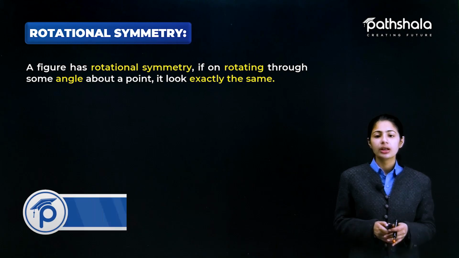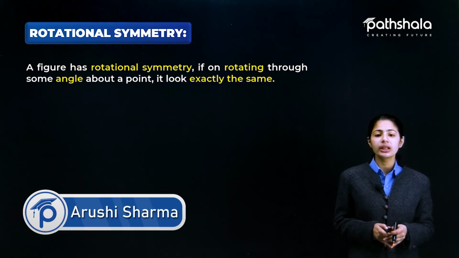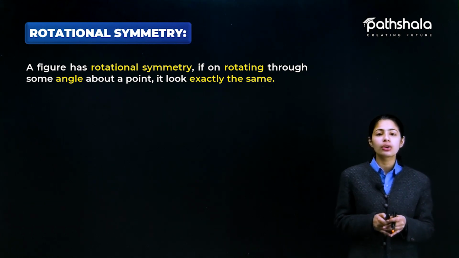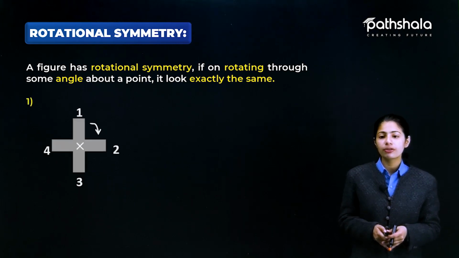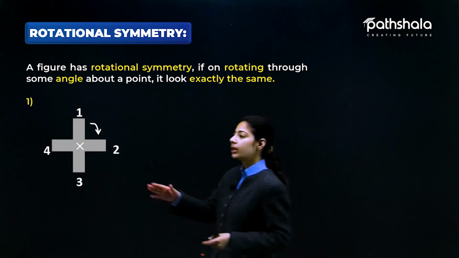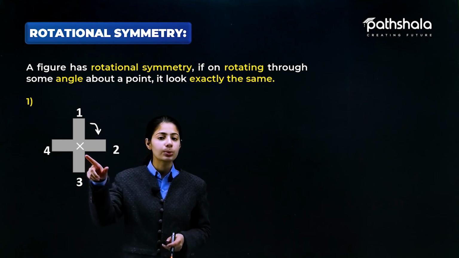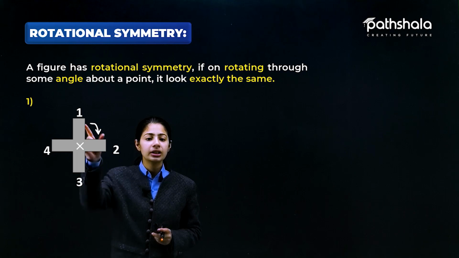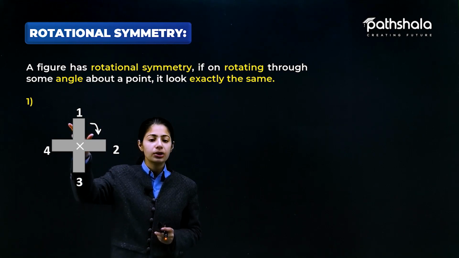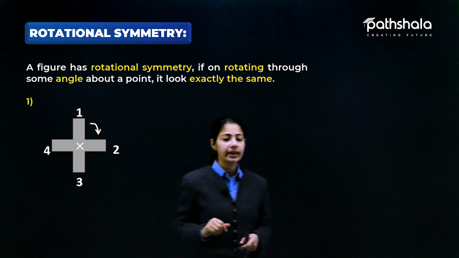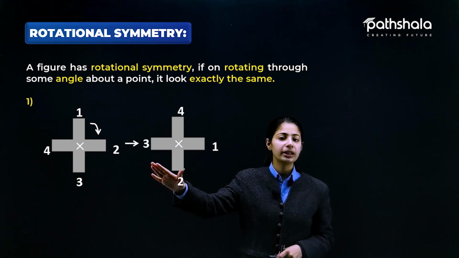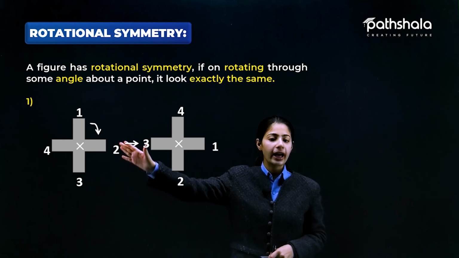Rotational symmetry. A figure has rotational symmetry if on rotating through some angle about a point it looks exactly the same. We call it a rotational symmetry. For example, in this figure, if we rotate it through the center, that is where I have put the cross. So 1, 2, 3, 4 are marked. This means rotation. So if I rotated this, second will be this. 1 comes in the position of 2, 3 and so on.